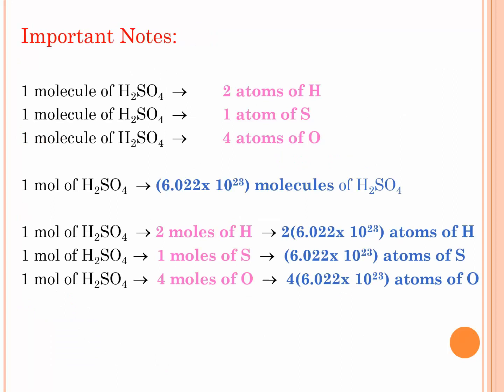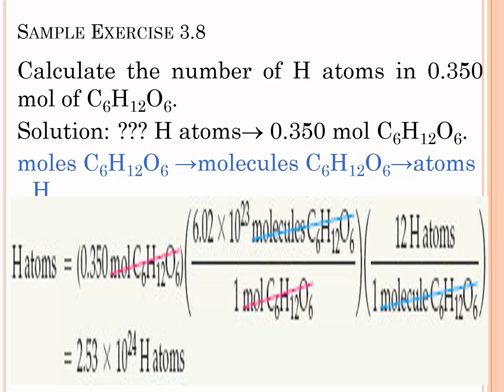Important notes. 1 molecule of H2SO4 contains 2 atoms of hydrogen, 1 atom of sulfur, 4 atoms of oxygen. Now 1 mole of H2SO4 contains Avogadro's number of molecules of H2SO4. 1 mole of H2SO4 contains 2 moles of hydrogen, which means twice Avogadro's number of atoms of hydrogen. 1 mole of sulfur, Avogadro's number of atoms of sulfur. 4 moles of oxygen, 4 times Avogadro's number of atoms of oxygen. Remember this.